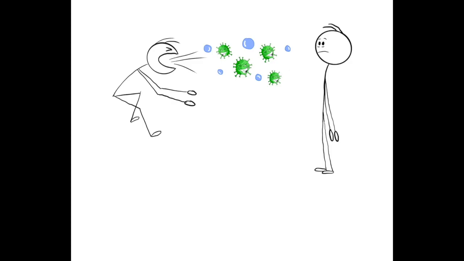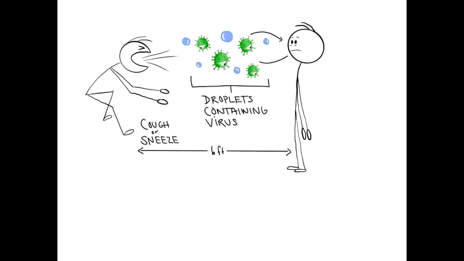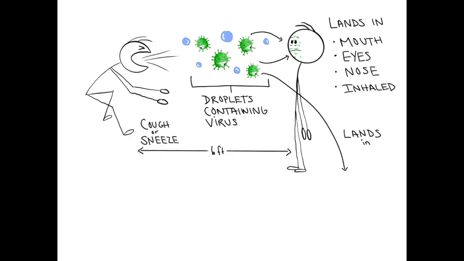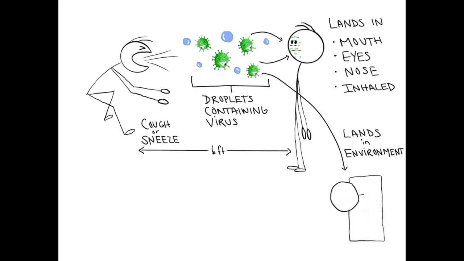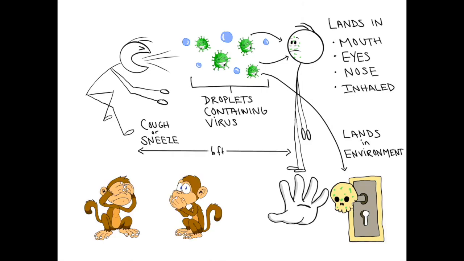Now, influenza can travel a distance of about 6 feet through the air when someone coughs or sneezes. These droplets contain the virus and can land in the eyes, nose, or mouth of another person as well as be inhaled. The particles that don't land on an unlucky victim can still land and survive for some time in the environment, such as on a doorknob, and then be picked up by another person. If that person then touches their eyes or mouth before washing their hands, the virus can get into their system and they get sick.